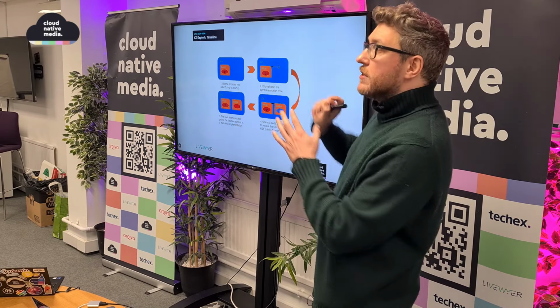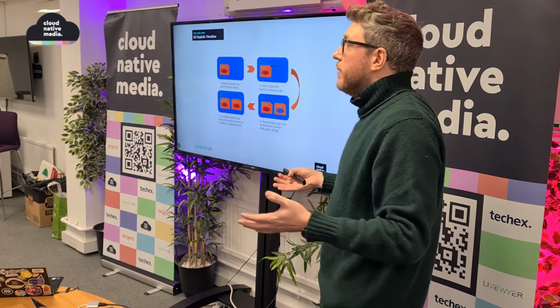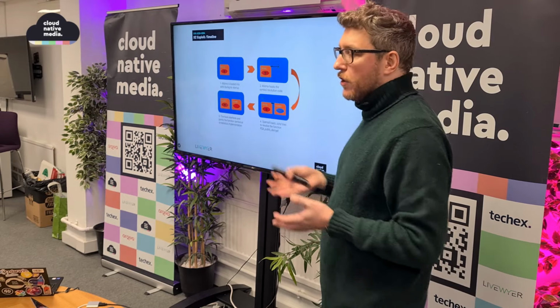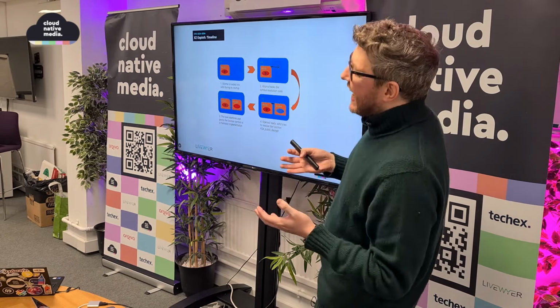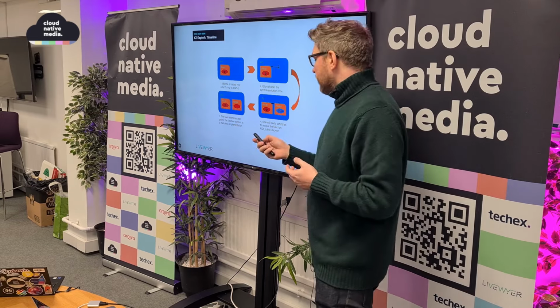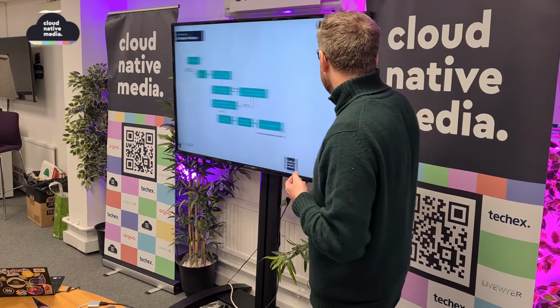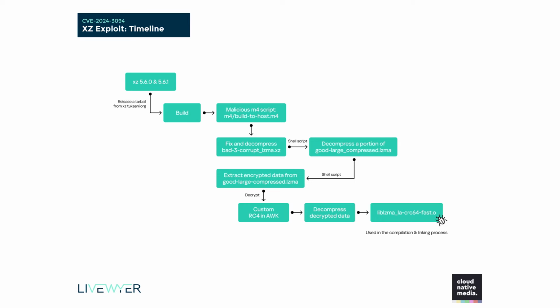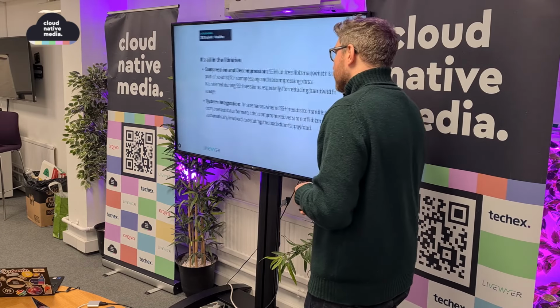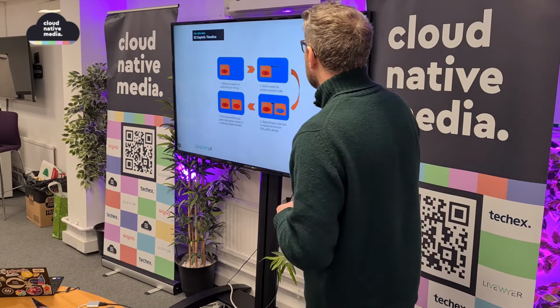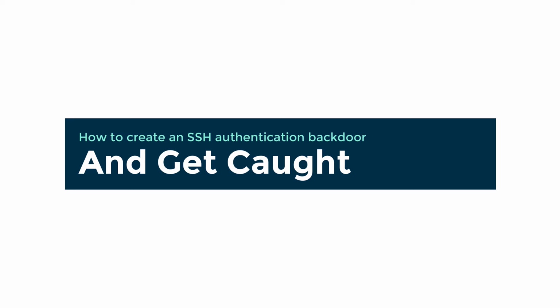It can say, actually, you know, this main code path, because obviously within the code base there's an existing code path to handle this. Actually, this binary, which we introduced here, goes, no, I've got this. Intercepts it, processes it, causes the exploit. How to create an SSH authentication backdoor and get caught.